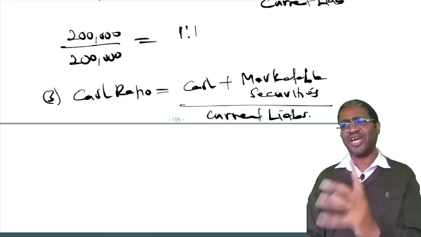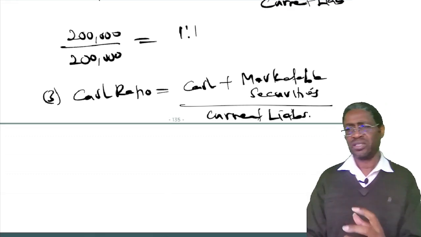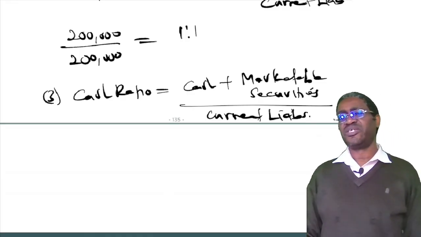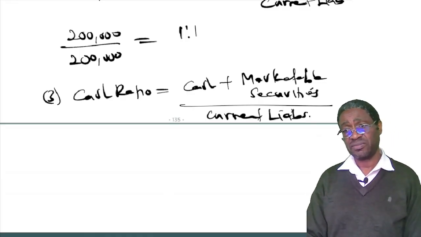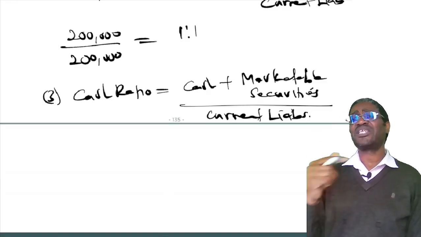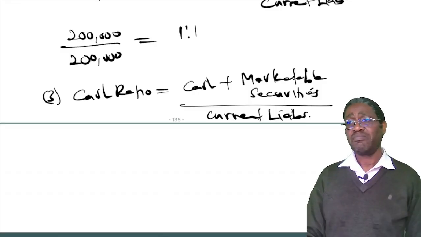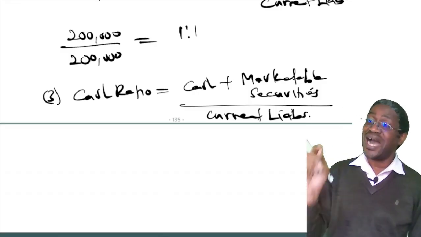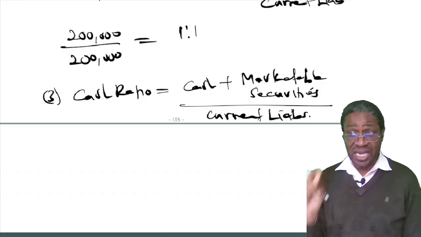Again, you're trying to get a more liquid ability to pay your current liabilities. Listen, when I take cash or money in the bank, I add marketable securities. Listen, marketable securities which are under current assets.